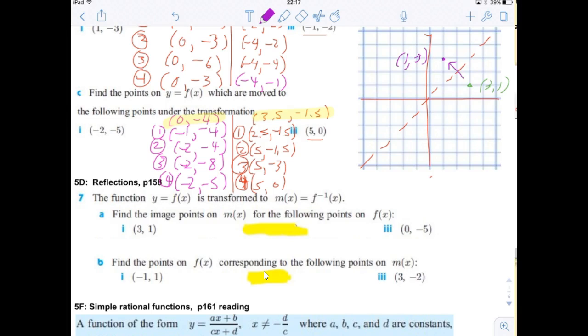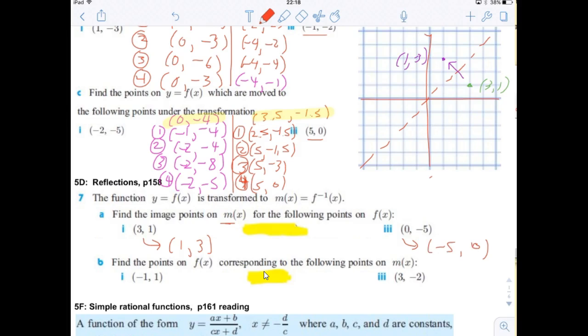So this is pretty easy here, actually. So the image points on m of x, which is the inverse function for the following points, is basically you're going to reverse the 3 and the 1 to 1 and the 3, because the x becomes y and the y becomes x. So this is like super easy. You just like reverse these.